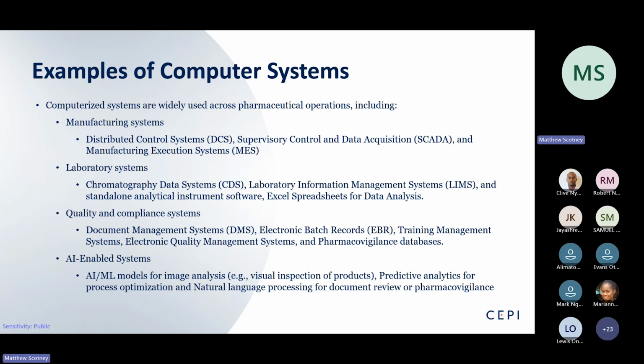So if we looked at examples of computer systems within the pharmaceutical industry, what we're looking at is things like distribution control systems or supervisory control and data acquisition systems. So these systems are very much manufacturing systems which allow us to track the operation of activity during the manufacture of a vaccine. We could be looking at something like a laboratory system. So in terms of laboratory systems, you've got perhaps a chromatography data system, which is collecting data when we analyze the product. We could have a laboratory information management system. So the laboratory information system is allowing us to track samples from the moment they enter the lab to the point where the result is provided to whomever the result is provided to.